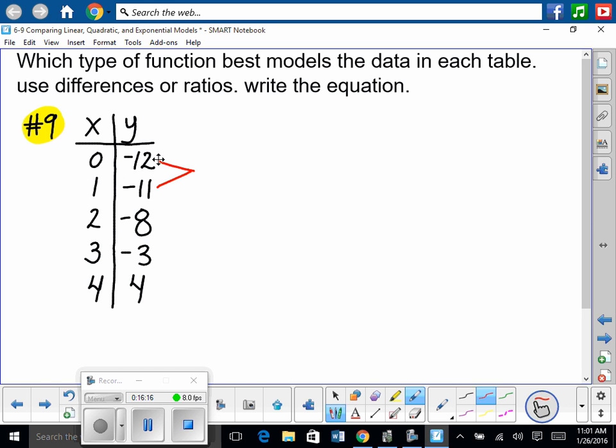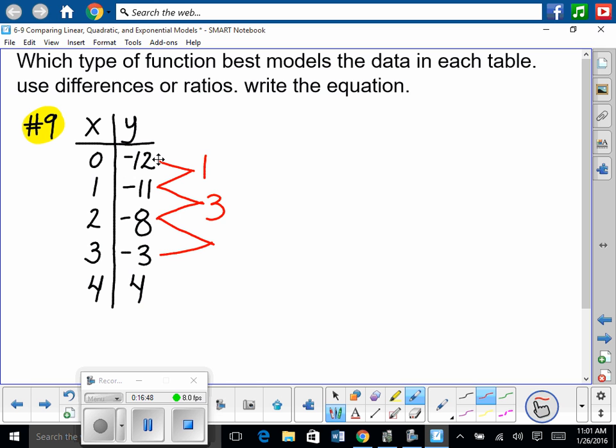So let's all practice typing it in. It's negative 11 minus negative 12. What do you get? 1. Now you're going to take your y values and subtract them. You always start with the value that comes before the value above it. So type it in. Negative 8 minus negative 11. Negative 8 minus negative 11. 3. And we're going to do it again.